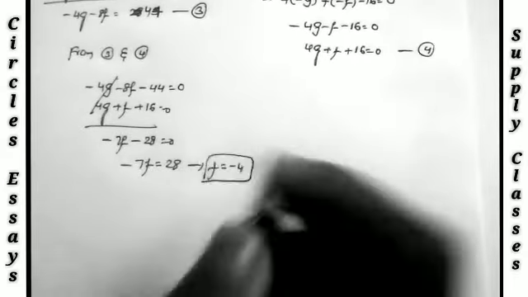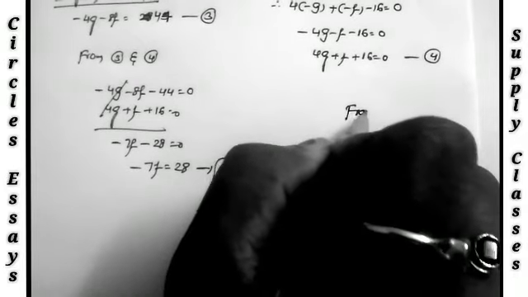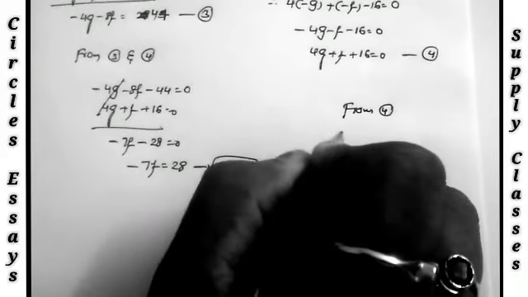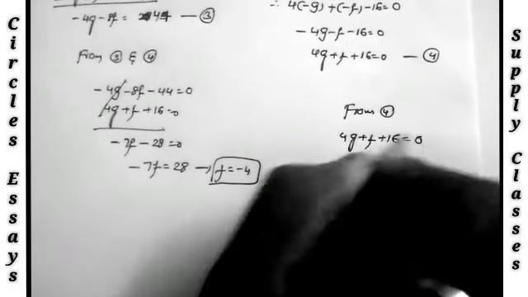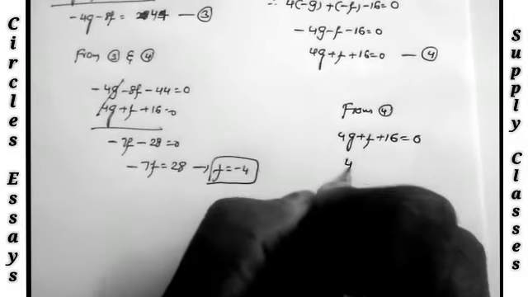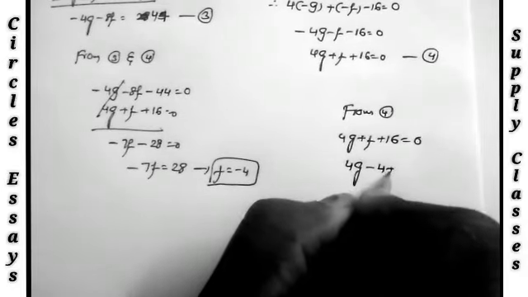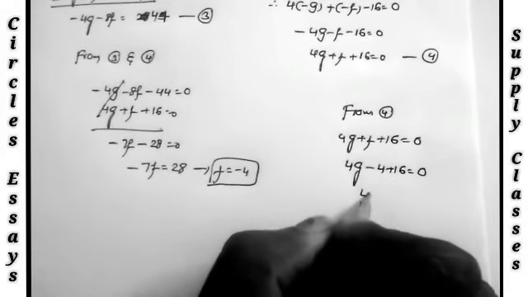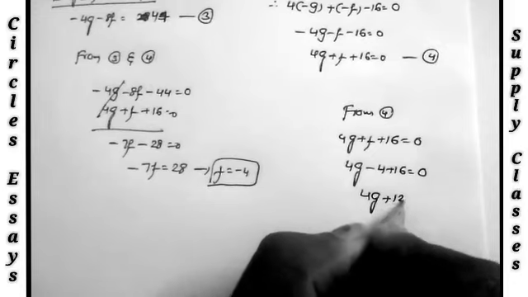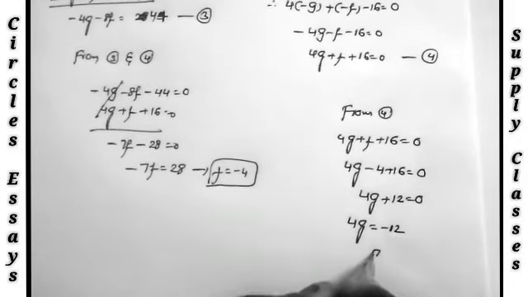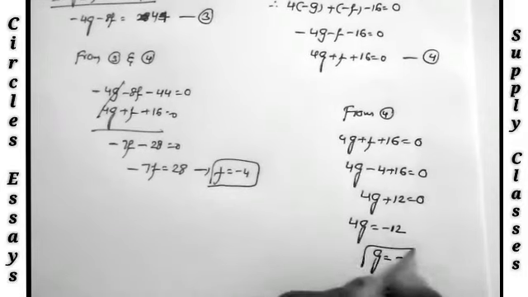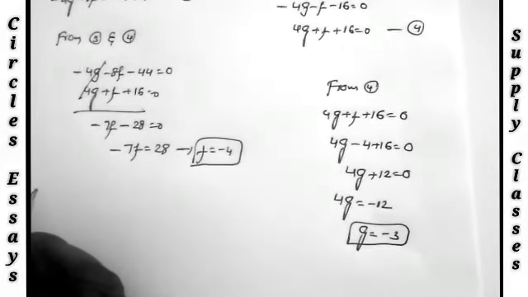And from equation 4, taking the fourth equation here, 4g plus f plus 16 is equal to 0. What is the g value? What is the f value? Here we have f is equal to minus 4. That is 4g minus 4 plus 16 is equal to 0. That is 4g plus 12 is equal to 0. Then 4g is equal to minus 12. Then the value of g is equal to minus 3. Okay, this is the g value, minus 3. f is equal to minus 4.